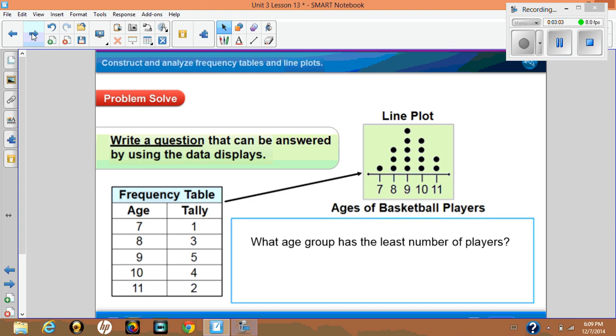And if you look at the line plot, which is very simple, the frequency table is easy as well, but the line plot works very effectively. We can simply say 7 years old.